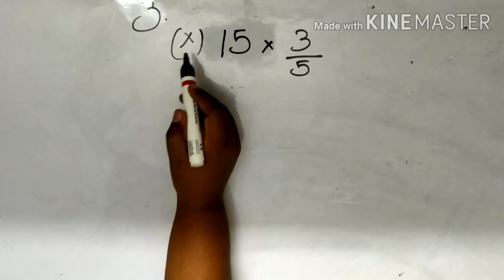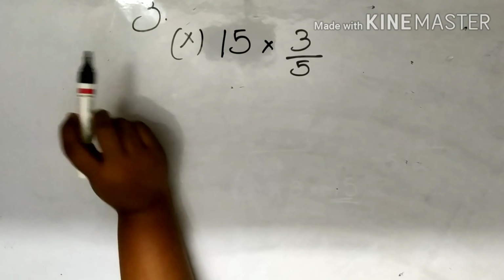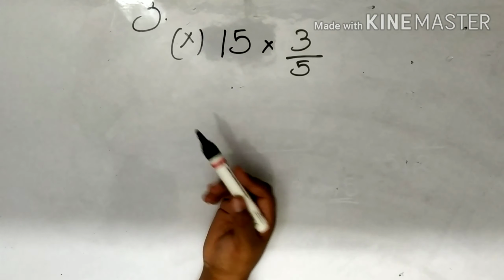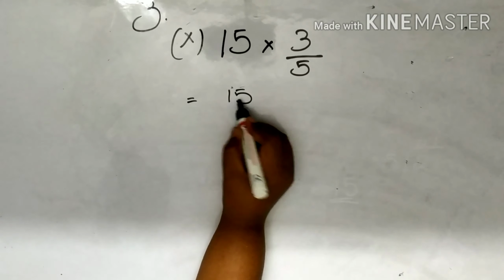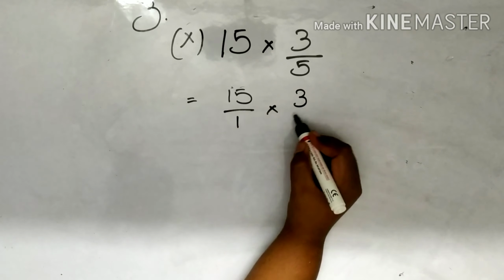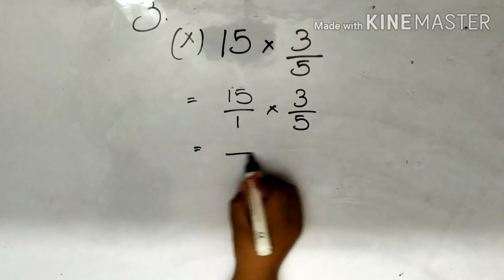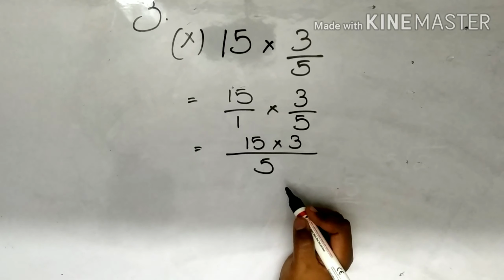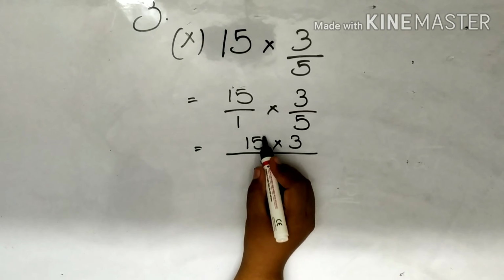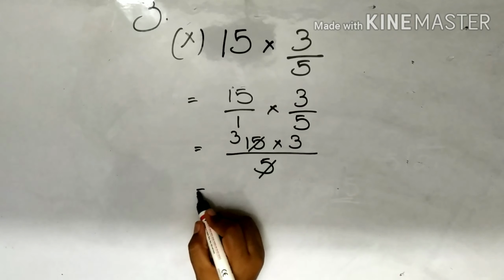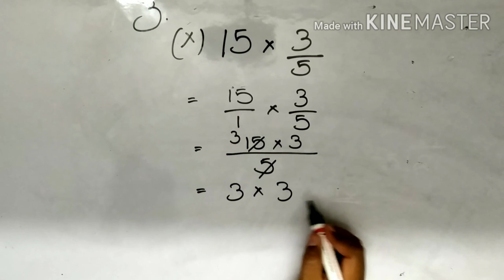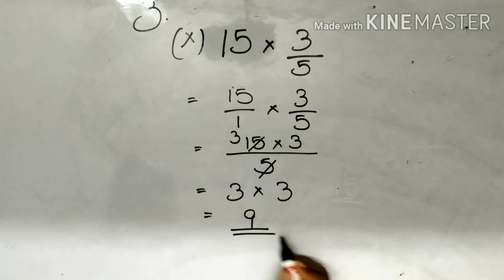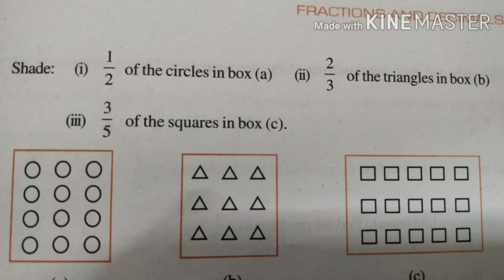Now let's solve the 10th part of the third question. It says 15 into 3 by 5. The first step, 15 divided by 5, into 3. Now we have to simplify it. This will be 3, right? This will be equal to 3 into 3. Answer is 9.